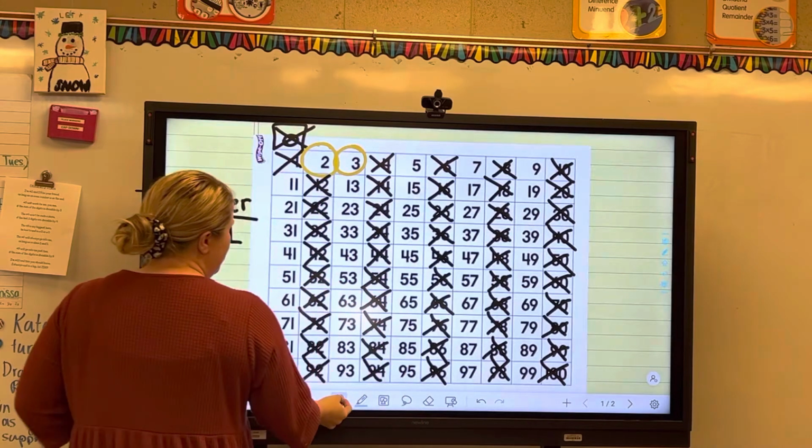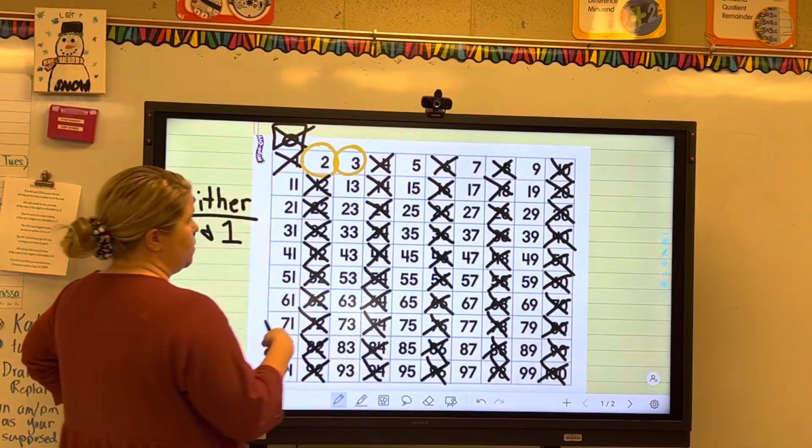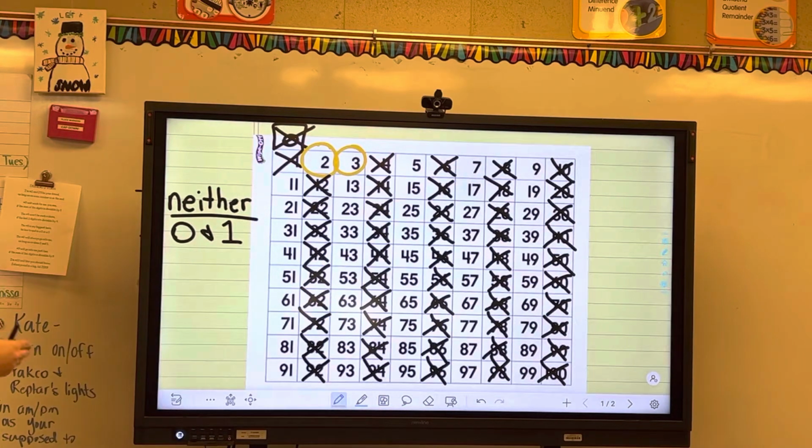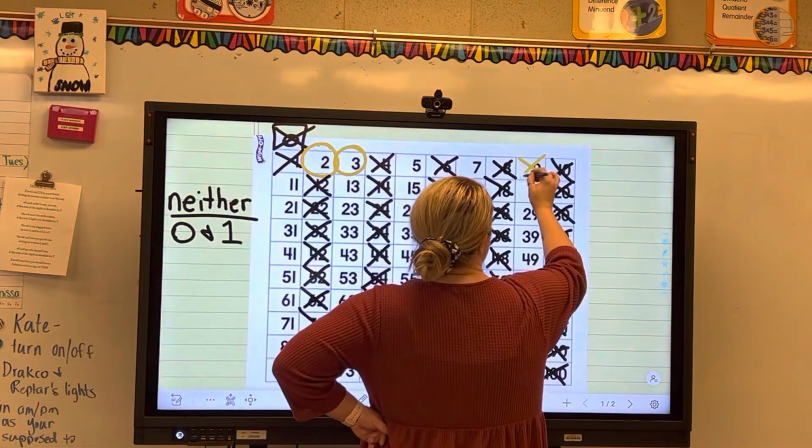Okay. Now, here's the thing though: we need to go through and mark out the rest of my multiples of 3. Because 3 times 2 will give me what? 6, which we've already marked off. But what's 3 times 3? 9. That means that 9 can be divided by 3. So, is 9 prime? No, because it likes 3. So we're going to mark out 9.